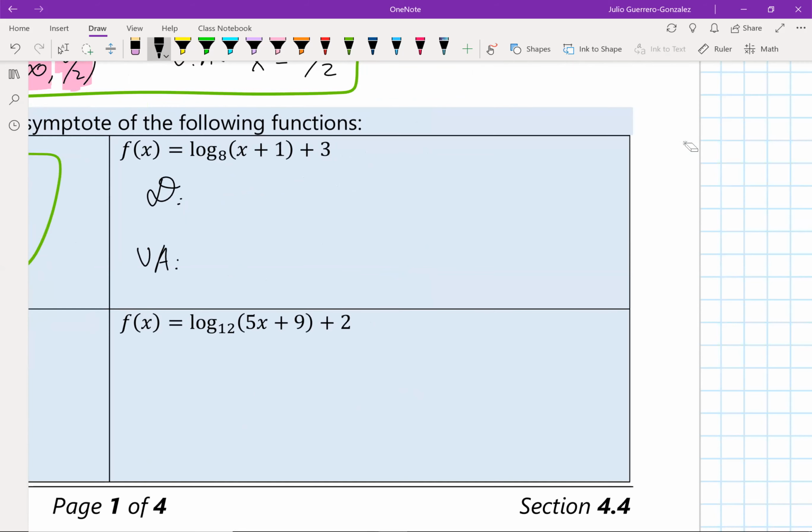What'd you guys get for a domain and what'd you guys get for the vertical asymptote? For that one, I got the domain at -1 to positive infinity. Right. And then the VA would be -1. Right. So the math +1 has to be greater than 0. So then x has to be greater than -1.